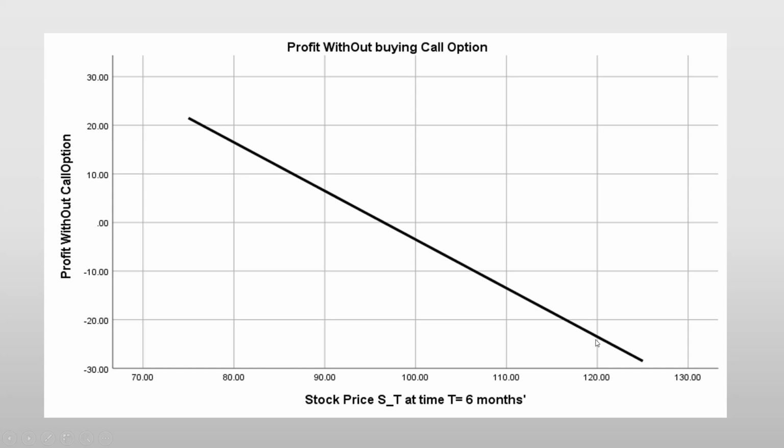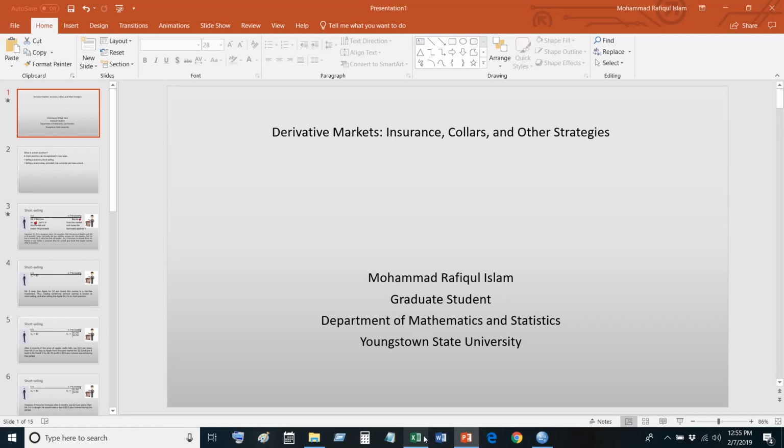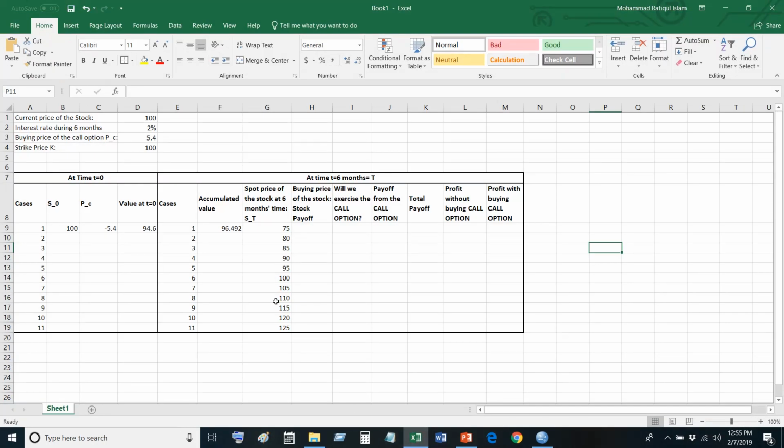So this is the curve of profit when we apply a call option when we are in short position. We can see that if the price increases above 100, our loss is minimized. That's how caps work. Now let's see how this works with an example, using Excel.